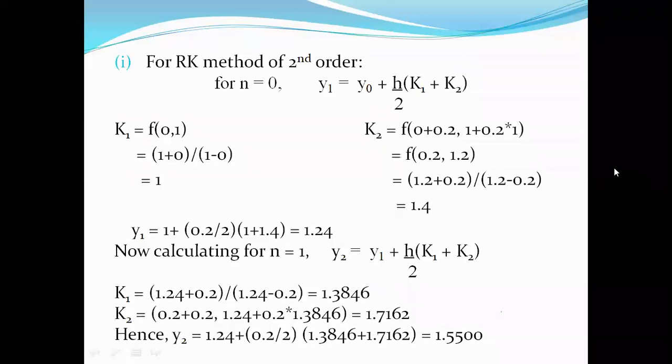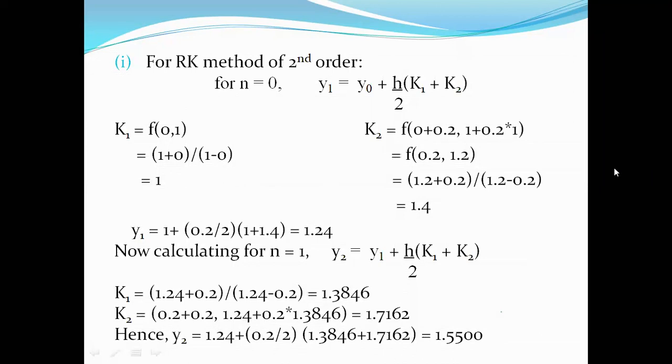Okay. Now finding k1, we have to consider x is equal to 0 and y is equal to 1. So according to dy by dx, we have (y plus x) divided by (y minus x). So (1 plus 0) divided by (1 minus 0), we have 1.